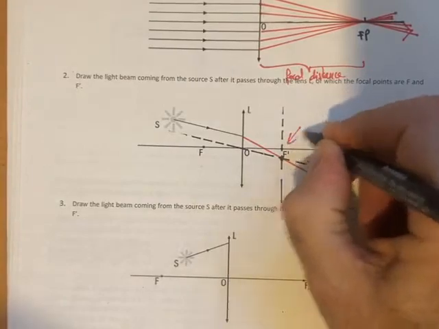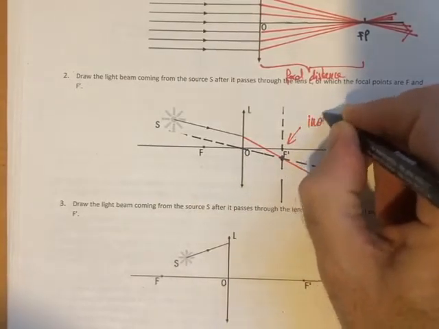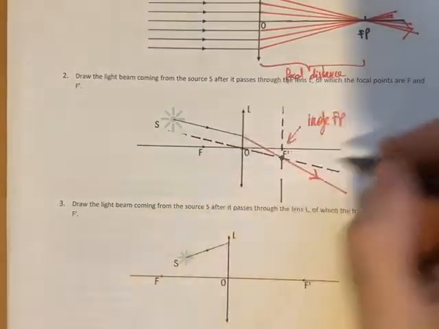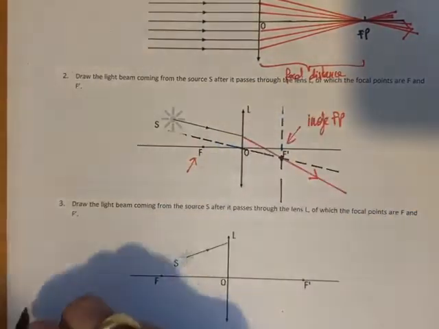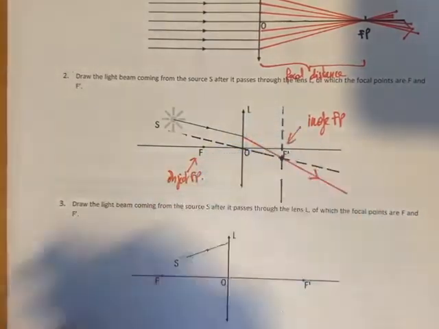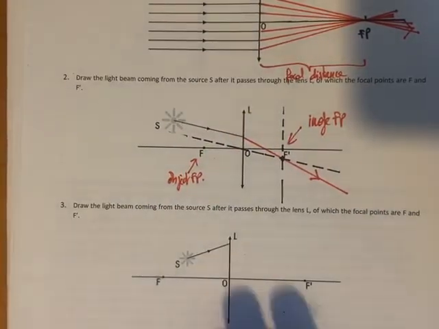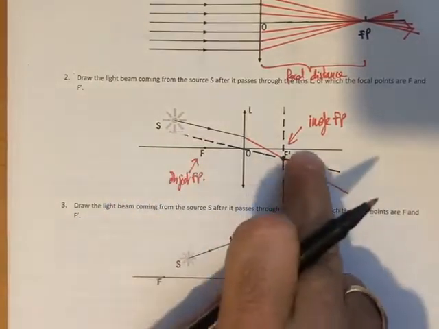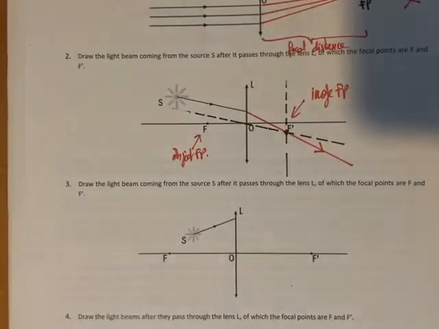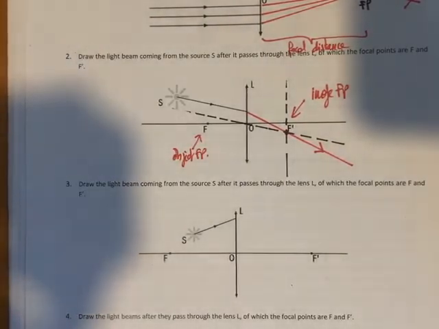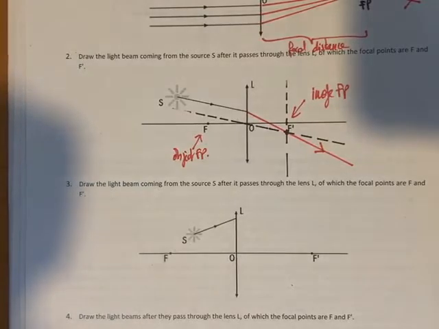And this focal point here is called the image focal point because this is where the image is forming. And this focal point here is called the object focal point. And for a divergent lens, it's inverted. The image focal point is on the left and the object focal point is on the right. So we always have two focal points for a lens, one on each side, because lenses work in a symmetric way.